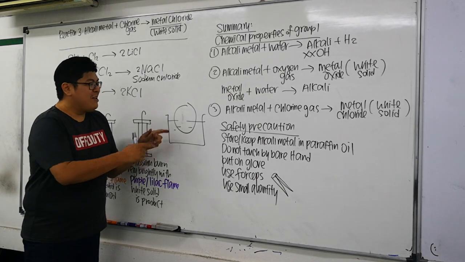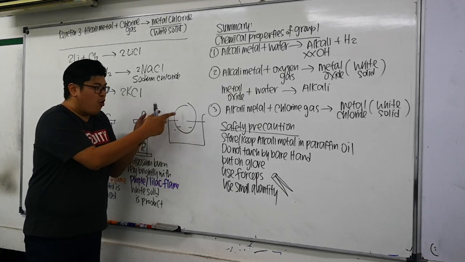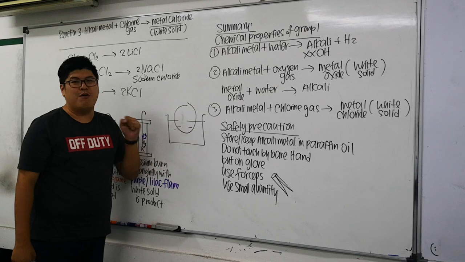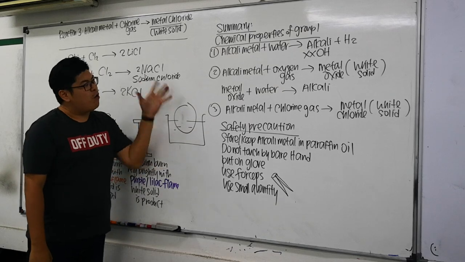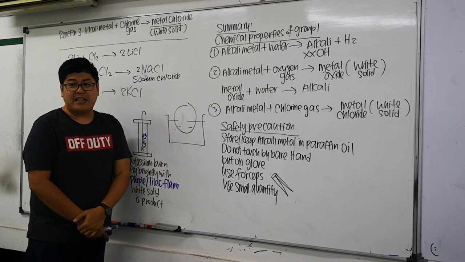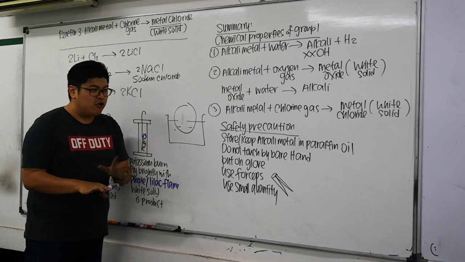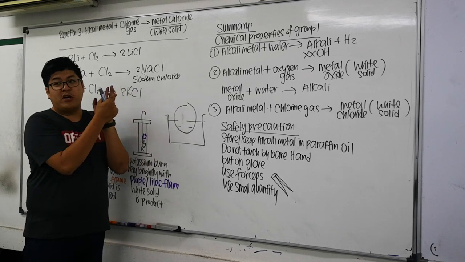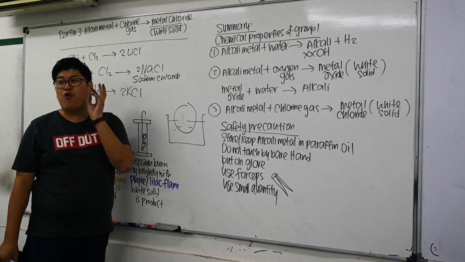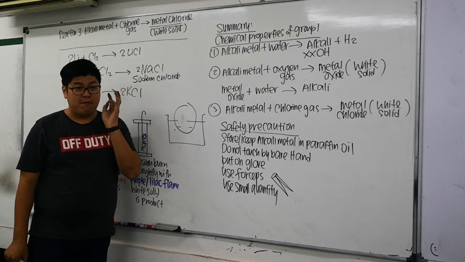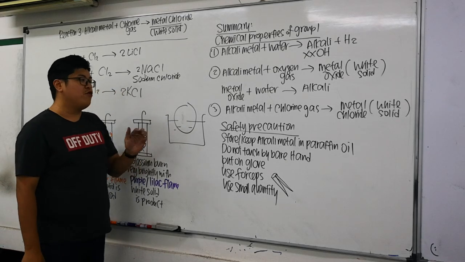What happened? It will react in a way that is so reactive and the whole beaker will burst. Okay? The whole beaker will burst. Understand? Too reactive. You get a picture? Okay? Don't do that. Use a small piece, that will do, because alkali metal is so reactive. So please don't use a big amount. Understand? A small amount will do the job.